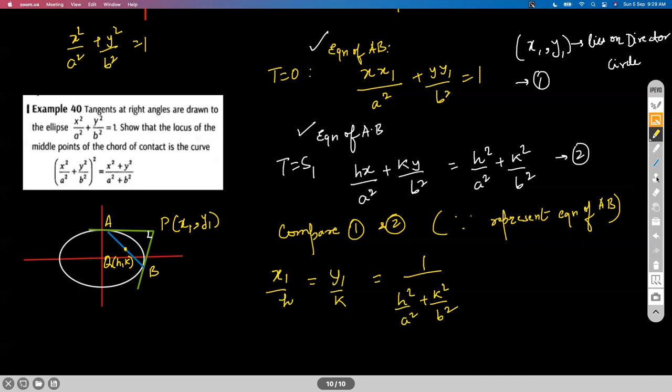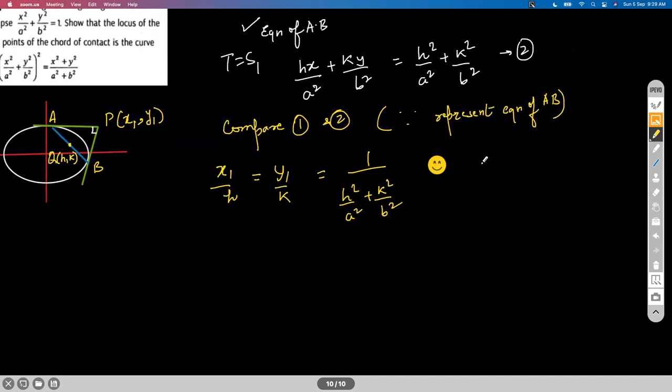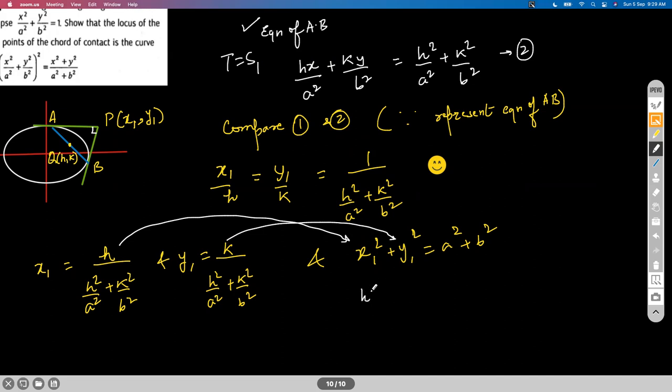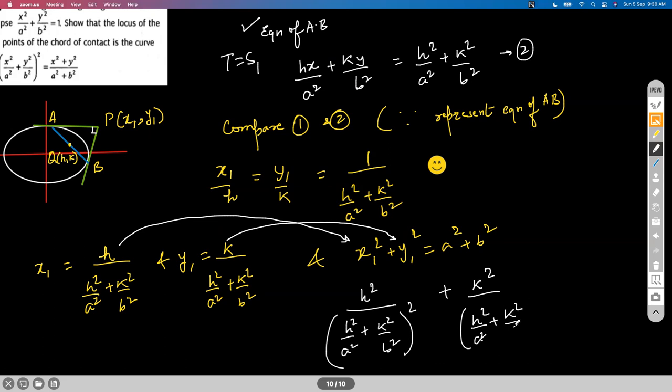So this is a vital step for us, because after this, our problem is almost solved. How? Your x1 is h by this, and y1 is k by this. And this must satisfy the director circle equation, which we just now saw, x1 square plus y1 square is equal to a square plus b square. So I'll be just putting these values in place of x1 and in place of y1 over here. That will lead to h square by (h square by a square plus k square by b square) whole square, similarly k square by (h square by a square plus k square by b square) whole square, equal to a square plus b square.